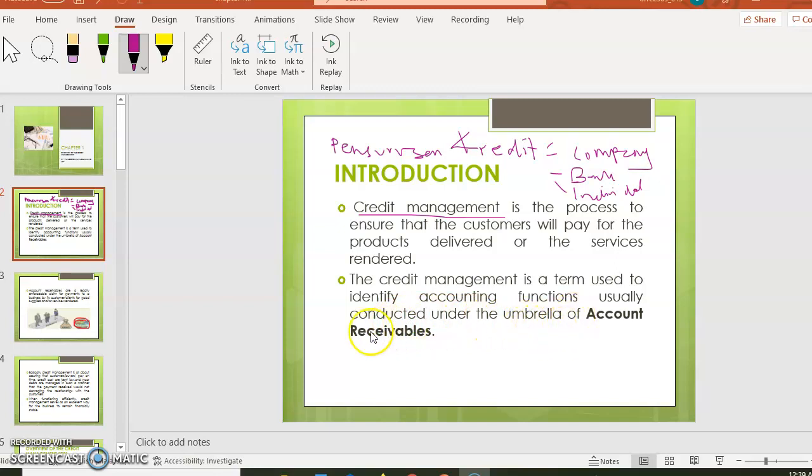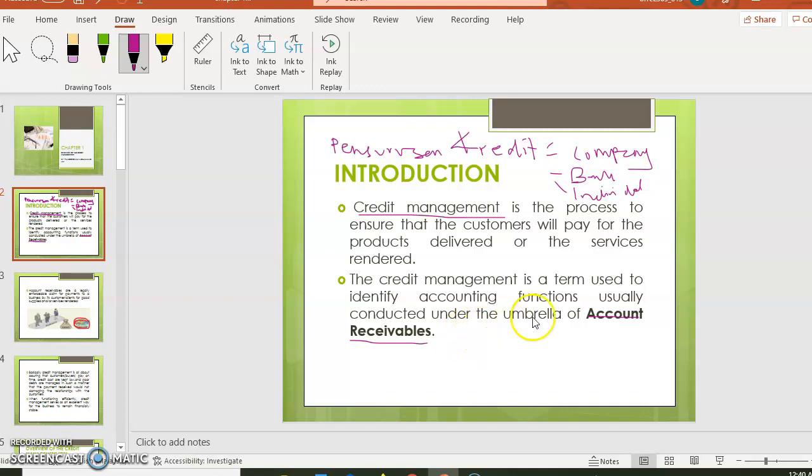Next, credit management is a term used to identify accounting functions usually conducted under the umbrella of account receivable. Do you still remember what account receivable means? I think you have learned this in your financial accounting, maybe during semester 1. Account receivable juga you ada jumpa dalam FIN242, when you are calculating certain chapters in FIN242.